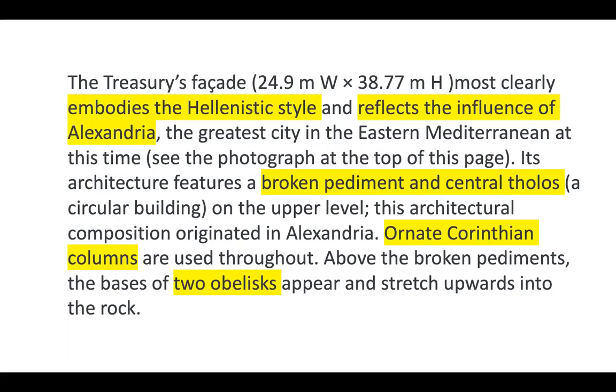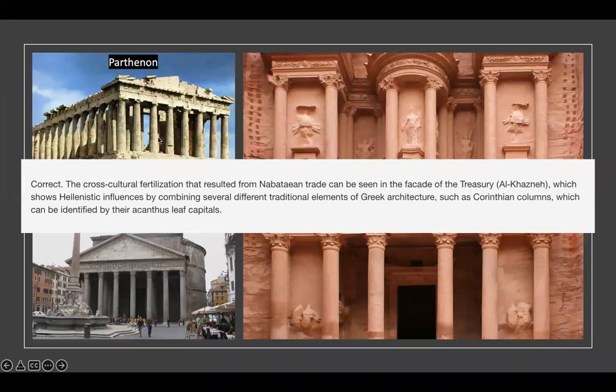Its architecture features a broken pediment and central tholos, a circular building, on the upper level. This architectural composition originated in Alexandria. Ornate, that means highly decorated, Corinthian columns are used throughout. Above the broken pediments, the bases of two obelisks. We saw an obelisk; it's a part of Egyptian architecture. They appear and stretch upwards into the rock.